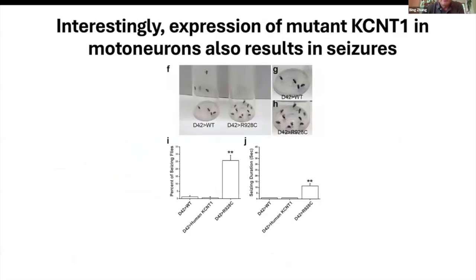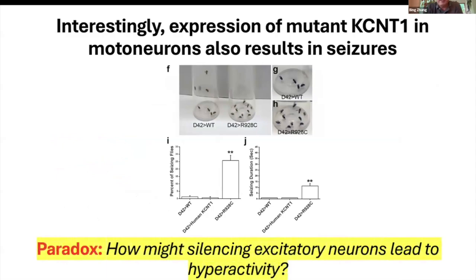So then the question is, what if we express this in motor neurons? In Drosophila, the motor neuron is a glutamatergic neuron, and now when we express this KCNT1 in motor neurons, we were surprised to see similar things. In other words, in excitatory neurons, when you express the gain of function mutation, you're also going to see a seizure as well. So there's a paradox here. How can increased potassium current lead to hyperexcitability? That's the question we all want to know.